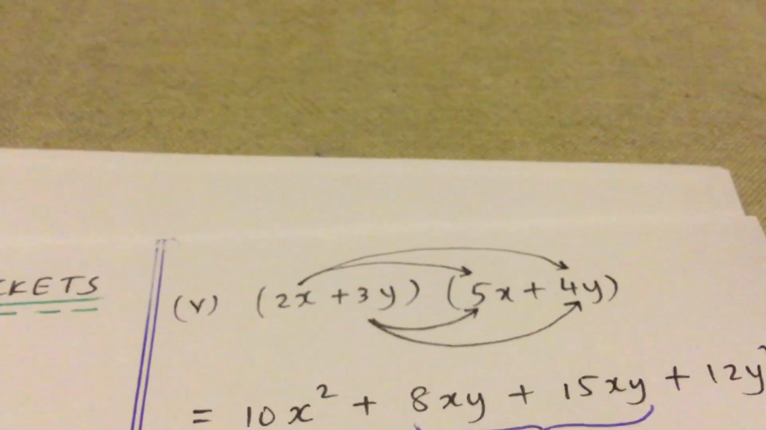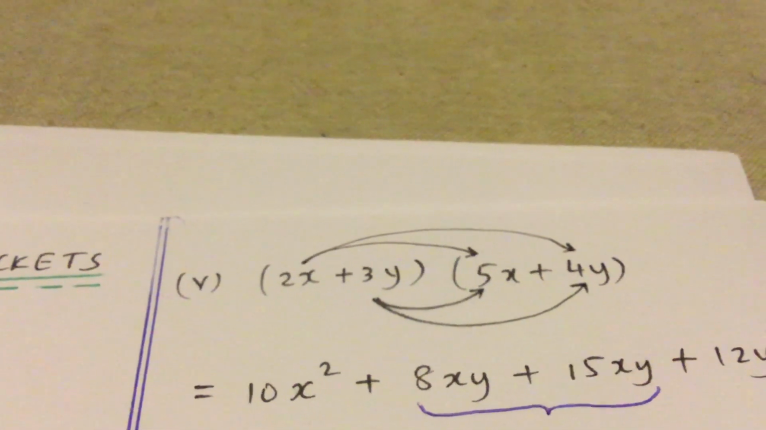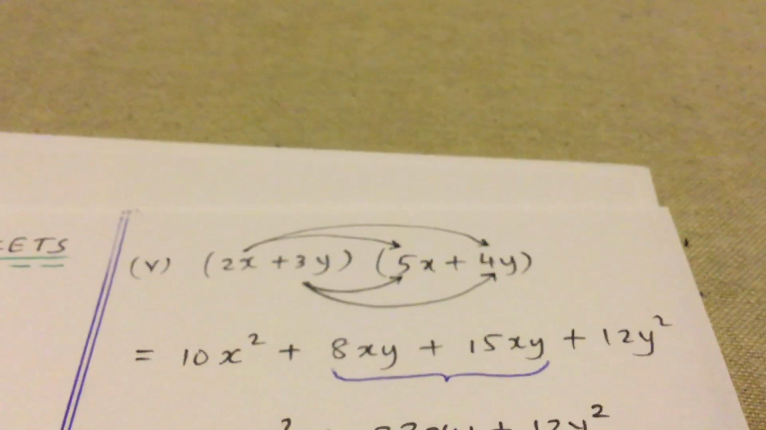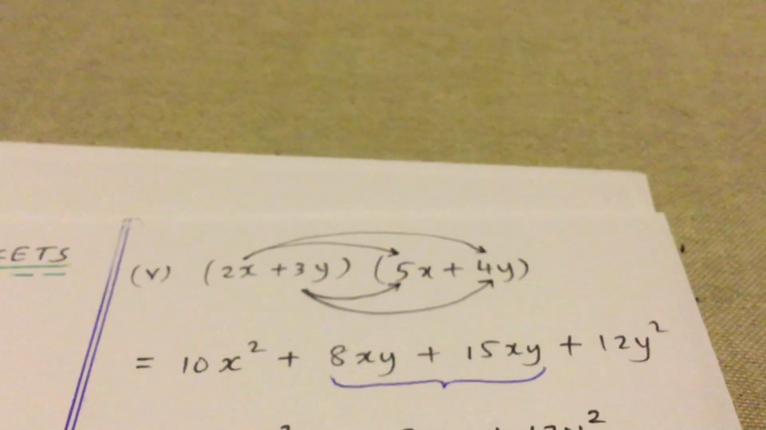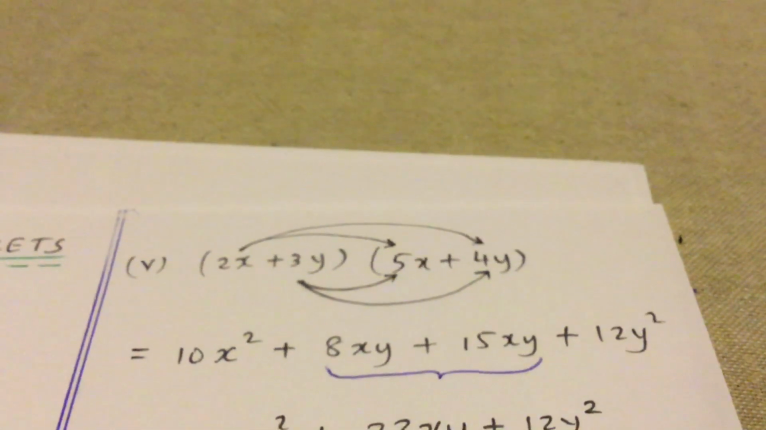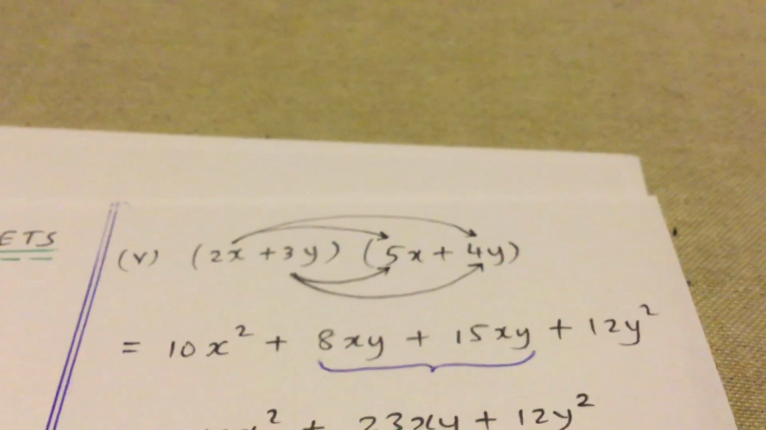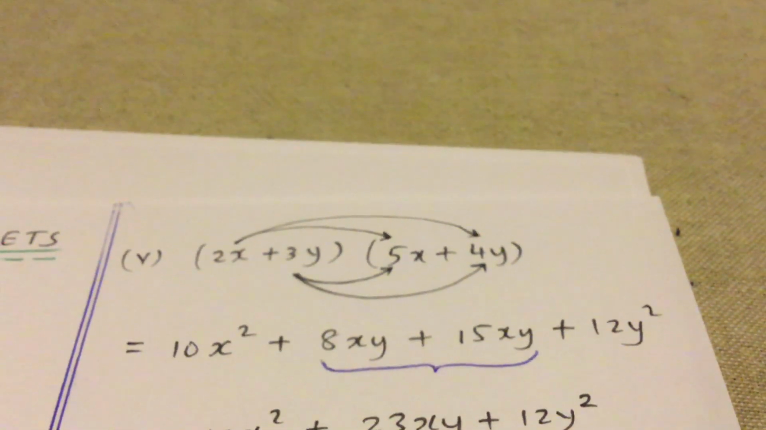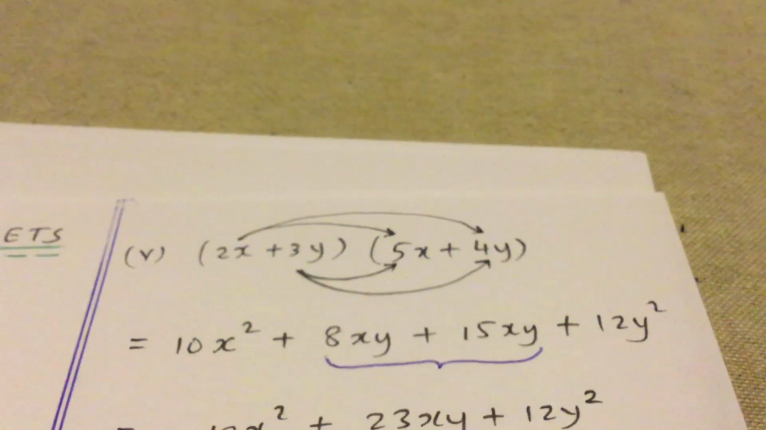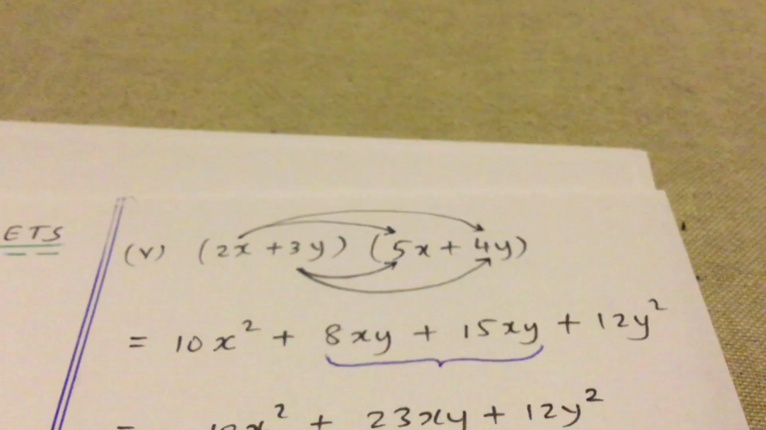2x plus 3y times 5x plus 4y. So it's pretty much the same, but we have more variables. We have x and y in the same question. So first will be 2x times 5x, which gives us 10x squared. Then outside will be 2x times 4y. So you do 2 times 4, which is 8, and x times y is xy, so you get 8xy.